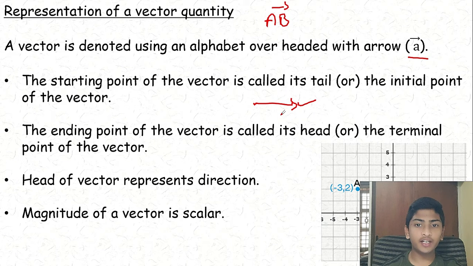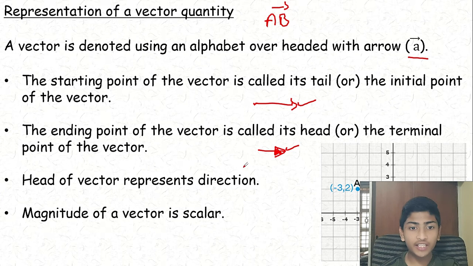The head of the vector represents direction. This symbol shows the direction of the vector. The magnitude of a vector is a scalar. The magnitude of a vector is just a numerical value. It means the numerical value of the vector is a scalar.